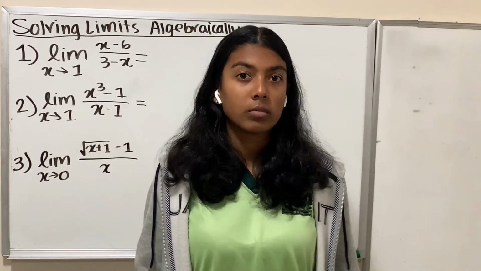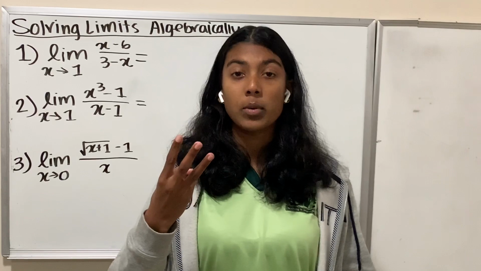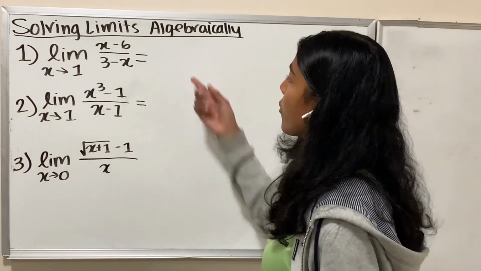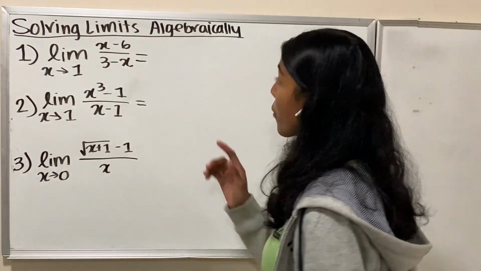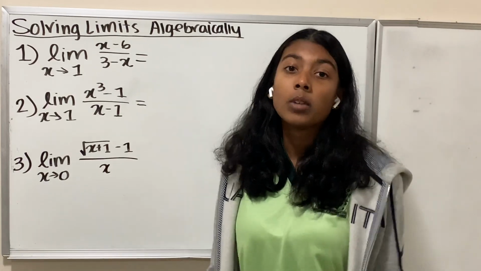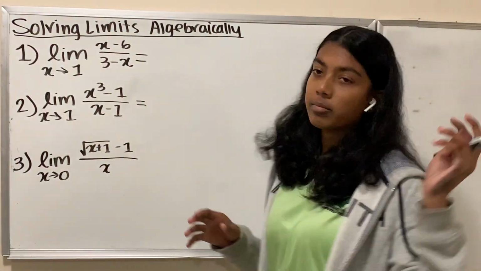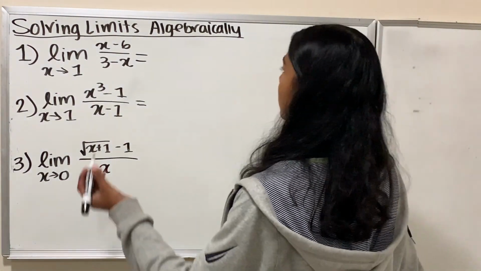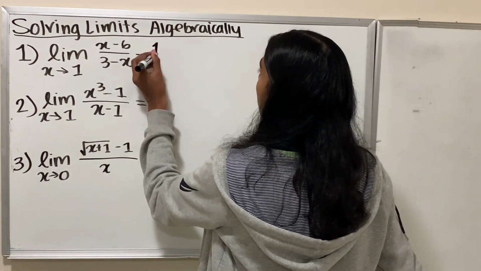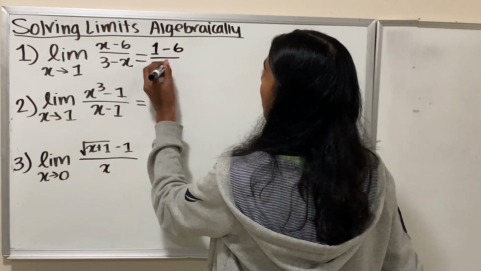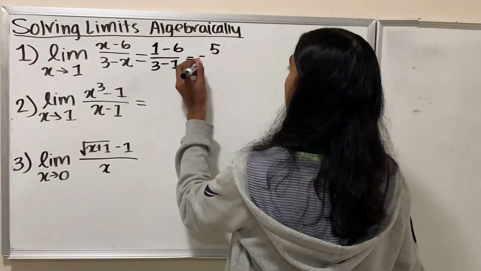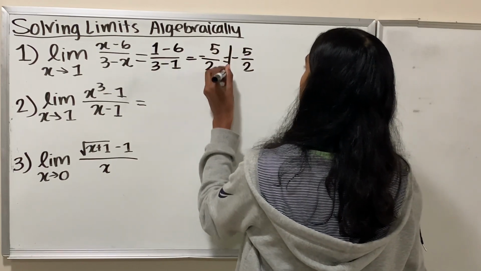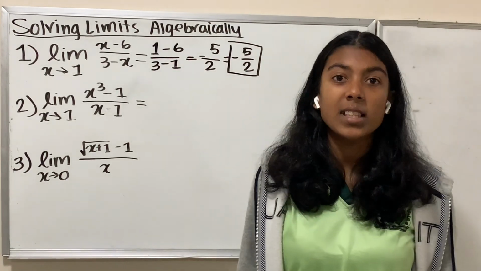Anyways, so when we solve them algebraically, there are mainly three ways that we do it. First one is directly substituting. For example, the first one, the limit of x minus 6 over 3 minus x as x approaches 1. All we have to do is substitute. And if you want to know why, just refer back to our first limit law. So all we have to do is 1 minus 6 over 3 minus 1, which is negative 5 over 2, which gives us our answer. So that's the limit of our first one.